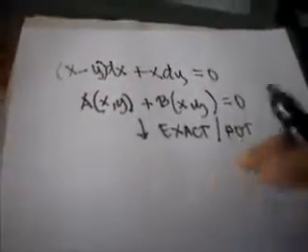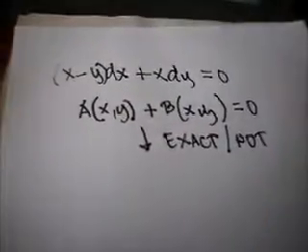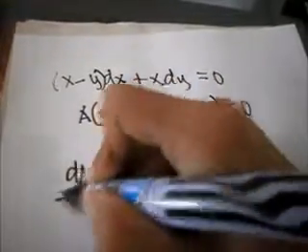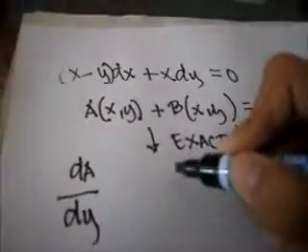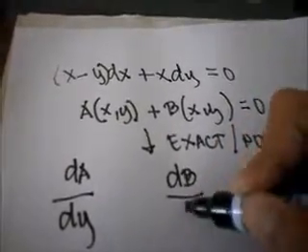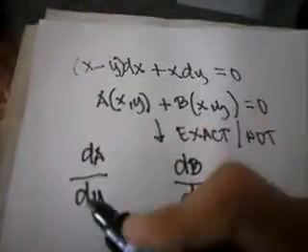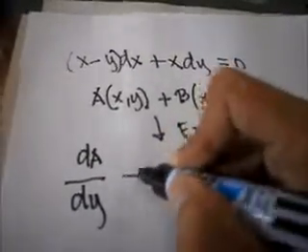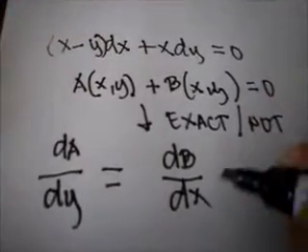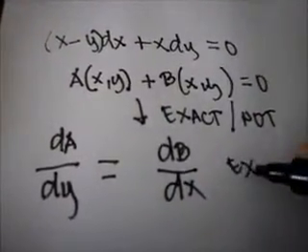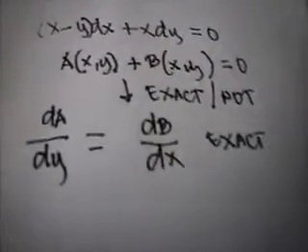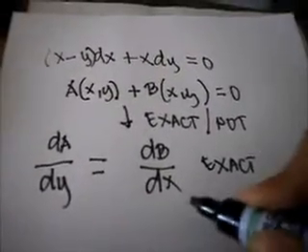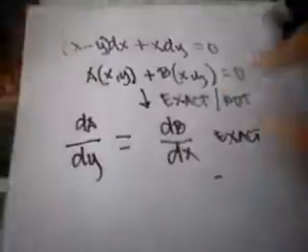For us to verify if our equation is an exact equation, we need to find the derivative of a with respect to y and the derivative of b with respect to x. And if the answers of these derivatives are equal, then our differential equation is exact. And if they are not equal, then it is not exact. Okay, so let's find the derivatives.